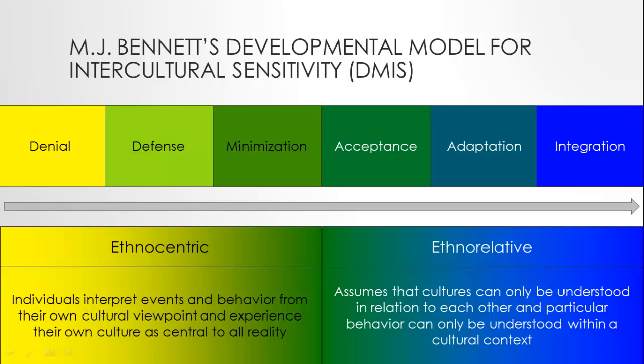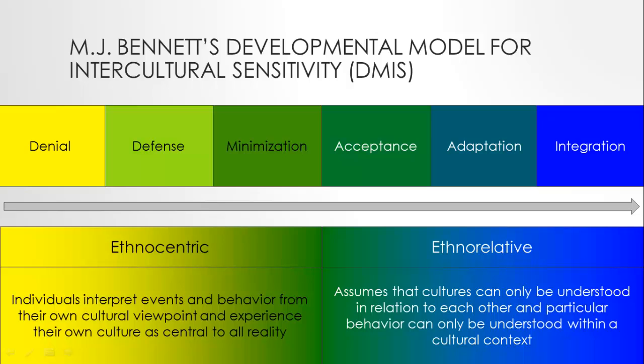The second group of stages are ethno-relative, meaning that at this point in a person's development, they begin to see other people and their differences as relative to how they see themselves. Thus, the word relative is used. At these later stages, a person can view differences in culture as they relate to the person's own culture without judging others as wrong based on an ethnocentric perspective. People in these stages understand that behavior can only be understood within a cultural context.